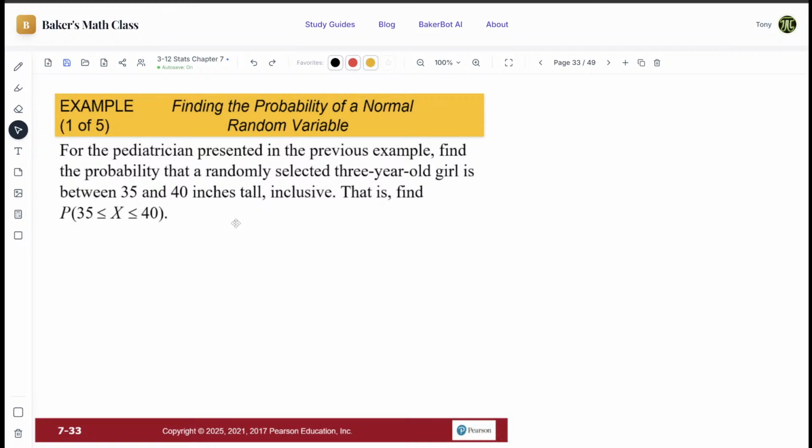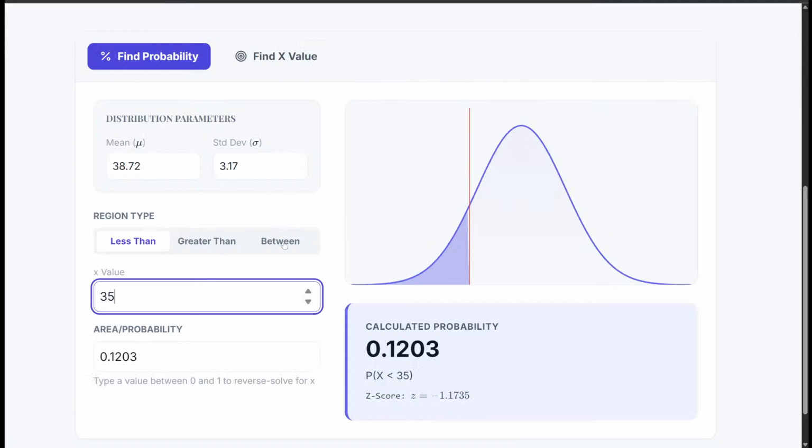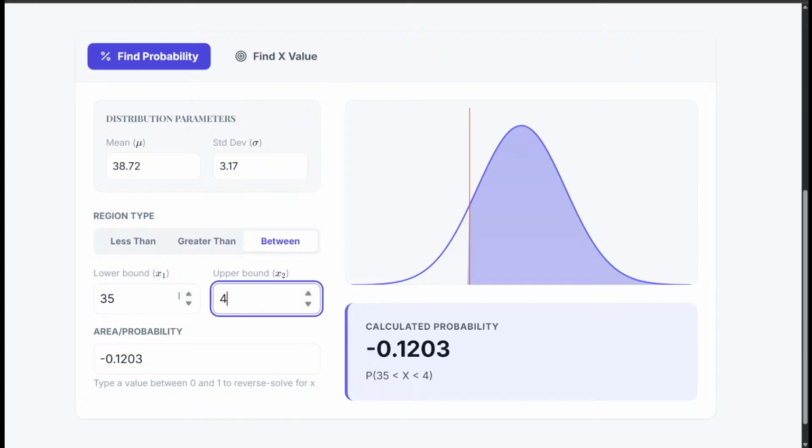All right. So we're going to go back to my wonderful table. We're going to go between 35 and 40. 40? 0.5365. Perfect. Then I don't have to worry about it.